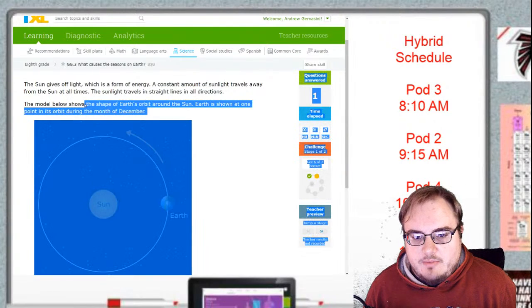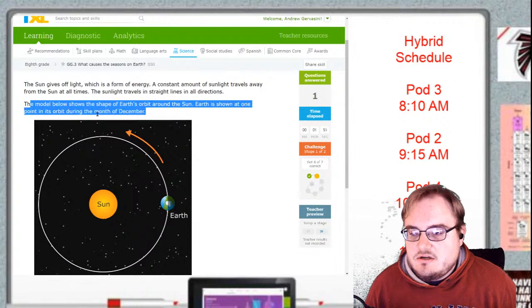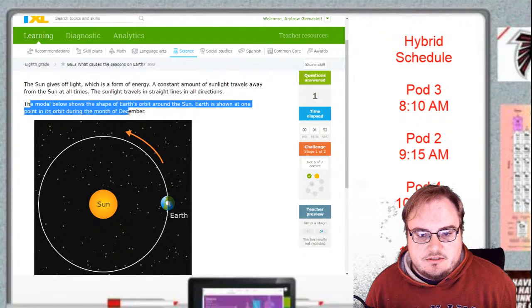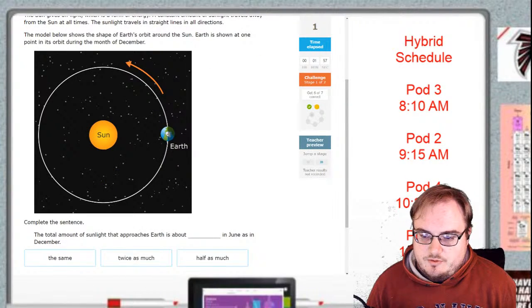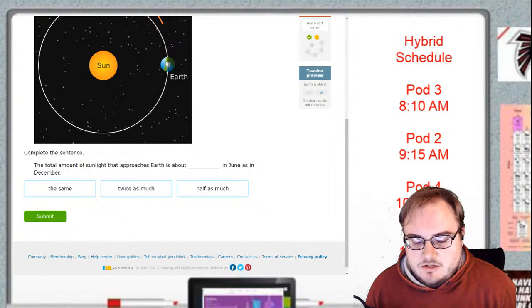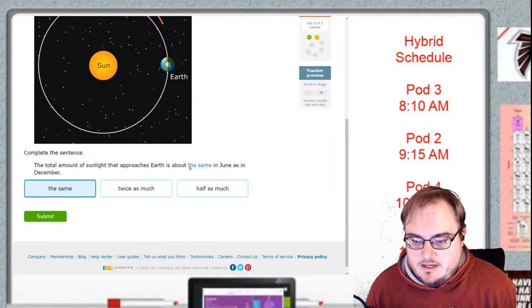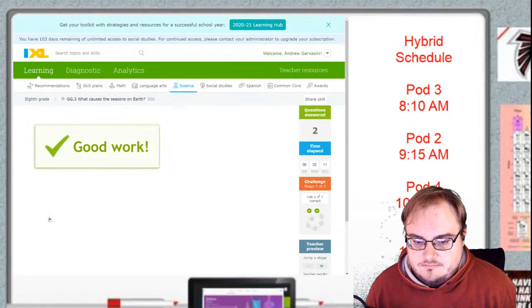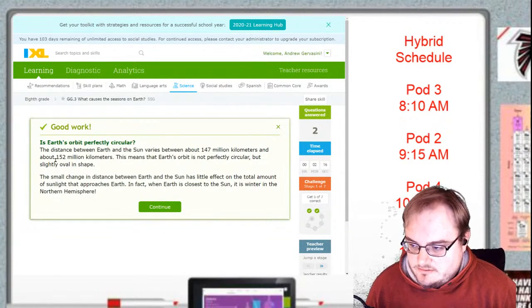The model below shows the shape of Earth's orbit around the sun. Earth is shown at one point in its orbit during the month of December. So we're looking at December here, that being the North Pole, mostly Greenland at that part. Complete the sentence. The total amount of sunlight that approaches Earth is about the same. So we always have the same amount of light in June as in December. The amount is the same. It's the angle that's going to be different.